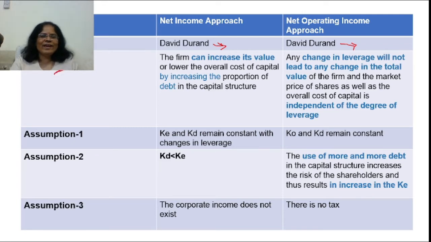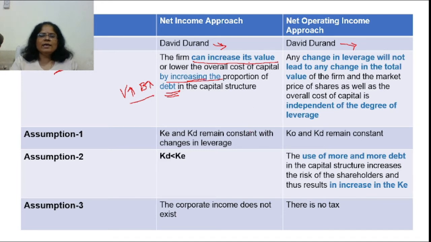Now, what does it define? Here we can see that the firm can increase its value. How can the firm increase its value? By increasing the proportion of debt. That means they can lower the overall cost of capital. If the firm wants to increase its value, then it has to increase the proportion of debt in the capital structure. Got it? This is what the NI approach is.